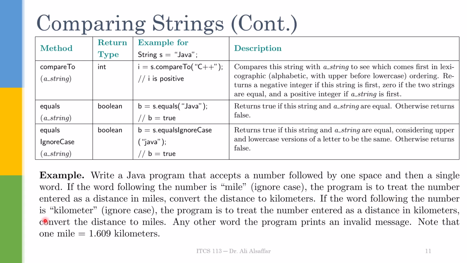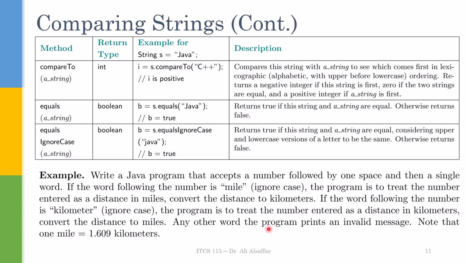If the word following the number is kilometer, so if it is not mile, it is kilometer, and also ignoring case, then the program has to treat this number as a distance in kilometers and convert it into miles. The problem statement is telling us how to do the conversion. Note that 1 mile is equal to 1.609 kilometers. So as a figure, 1.609 kilometers is larger than a mile. So if we have the input in miles, we need to magnify it. That means we have to multiply it by 1.609, not divide, multiply.